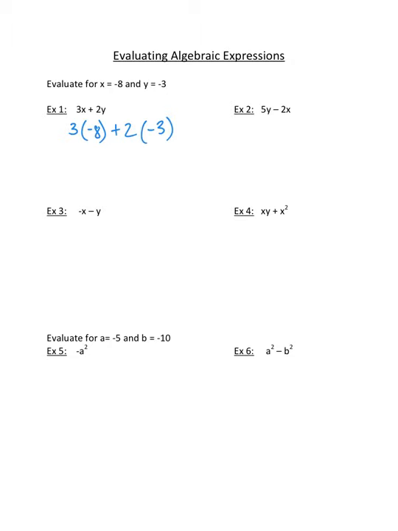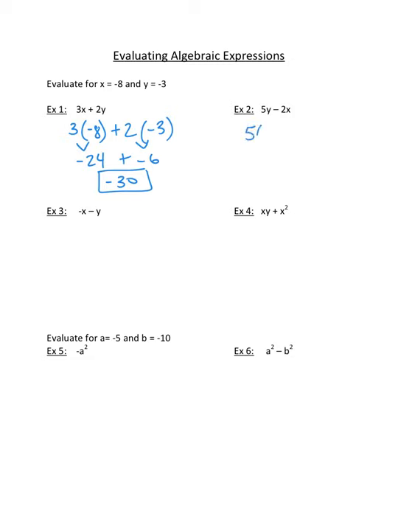And now you're going to follow order of operations, which means you're going to multiply before adding. So 3 times negative 8 is negative 24, plus 2 times negative 3 is negative 6, negative 24 plus negative 6 is negative 30. All right, you should try example 2 on your own and see if your work matches up with mine. Pause the video for yourself.